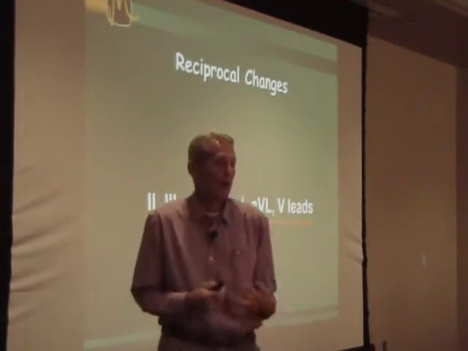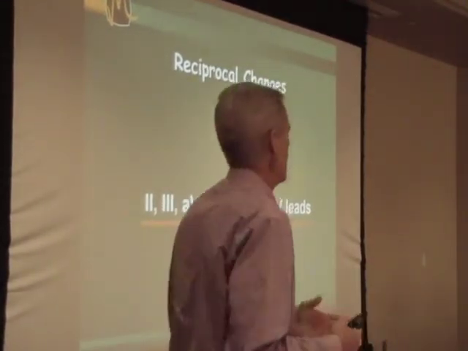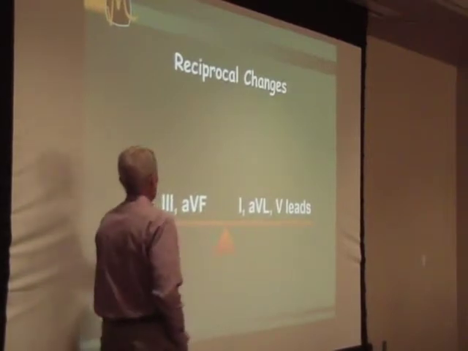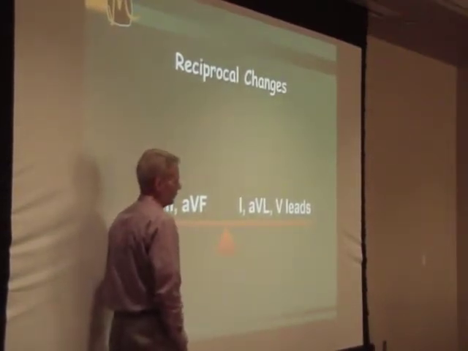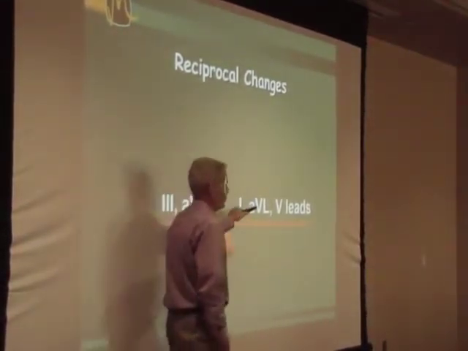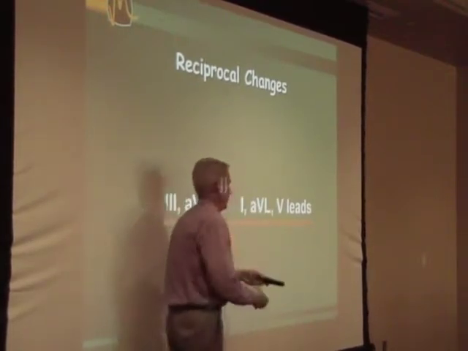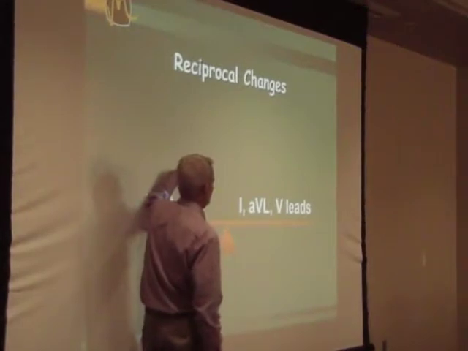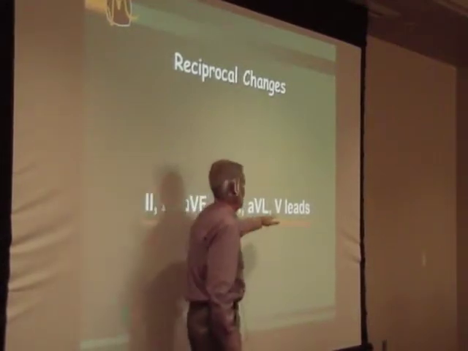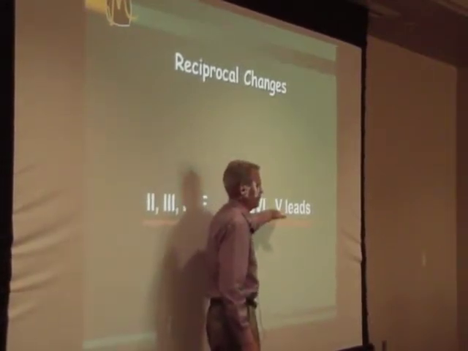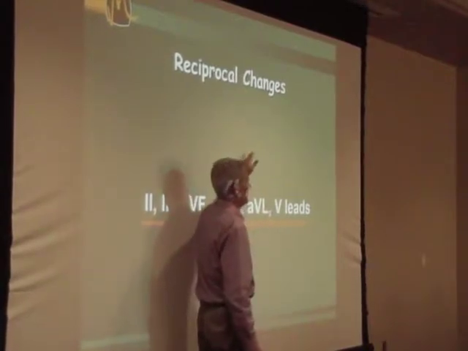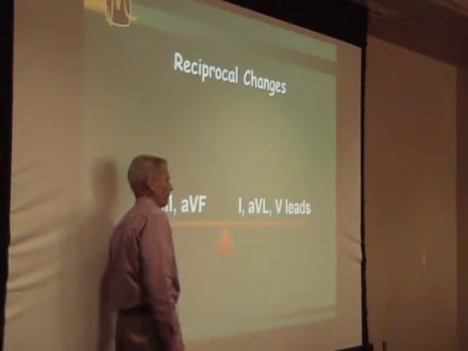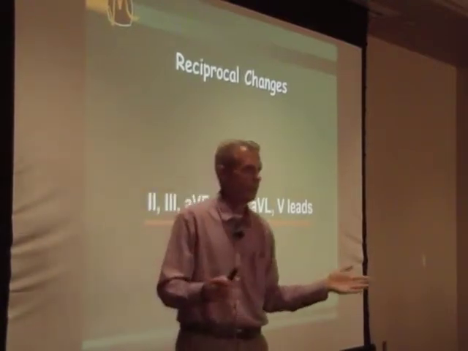Easiest way to remember it, I always use the teeter-totter method or seesaw method. Your inferior leads on one side, 2, 3, and AVF, all the rest of your leads on the other side. So let's say this side is up. 2, 3, and AVF are elevated, we should look for reciprocal change in this area. And then the inverse is true. If 1, AVL, and V leads are up, I should look for reciprocal change over here. That gives us our opposing planes.